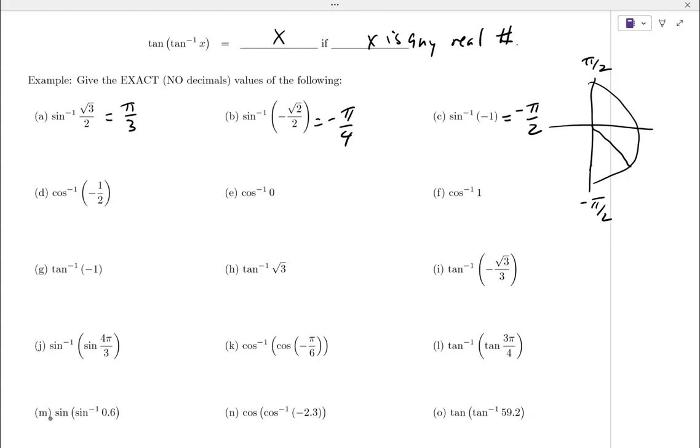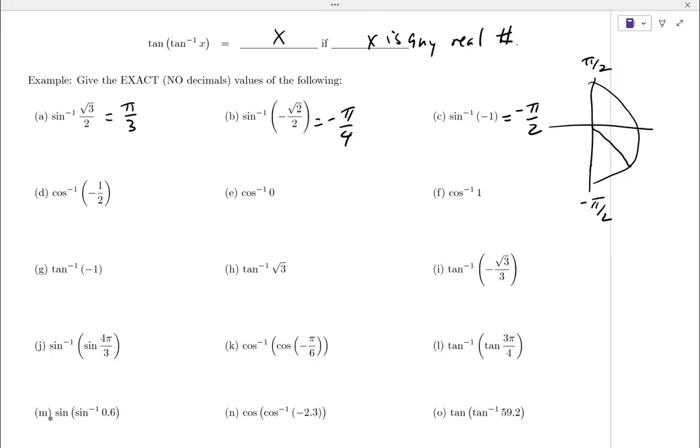Remember, negative pi over 2 to pi over 2 didn't work because the cosine graph just looked like a bat on the interval, right? So it wasn't 1 to 1. So again, every angle that we get out of these has to be between 0 and pi, either in quadrant 1 or in quadrant 2. And specifically between 0 and pi.